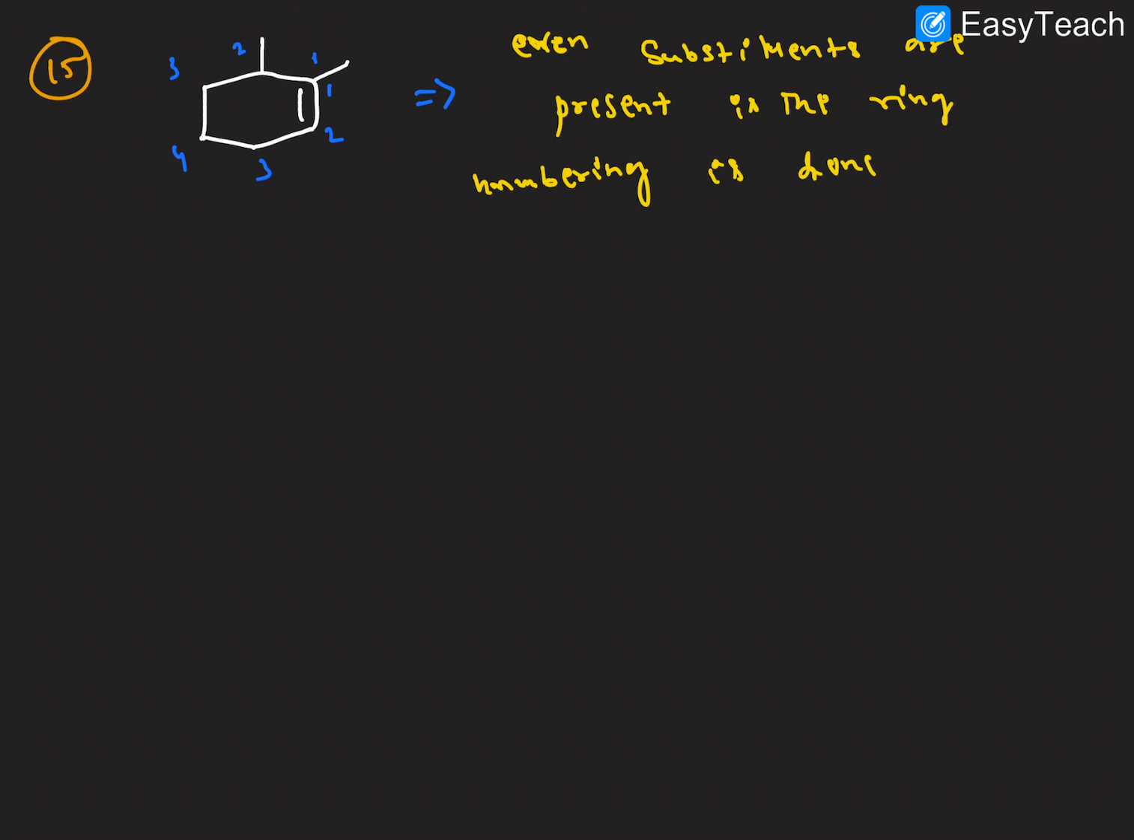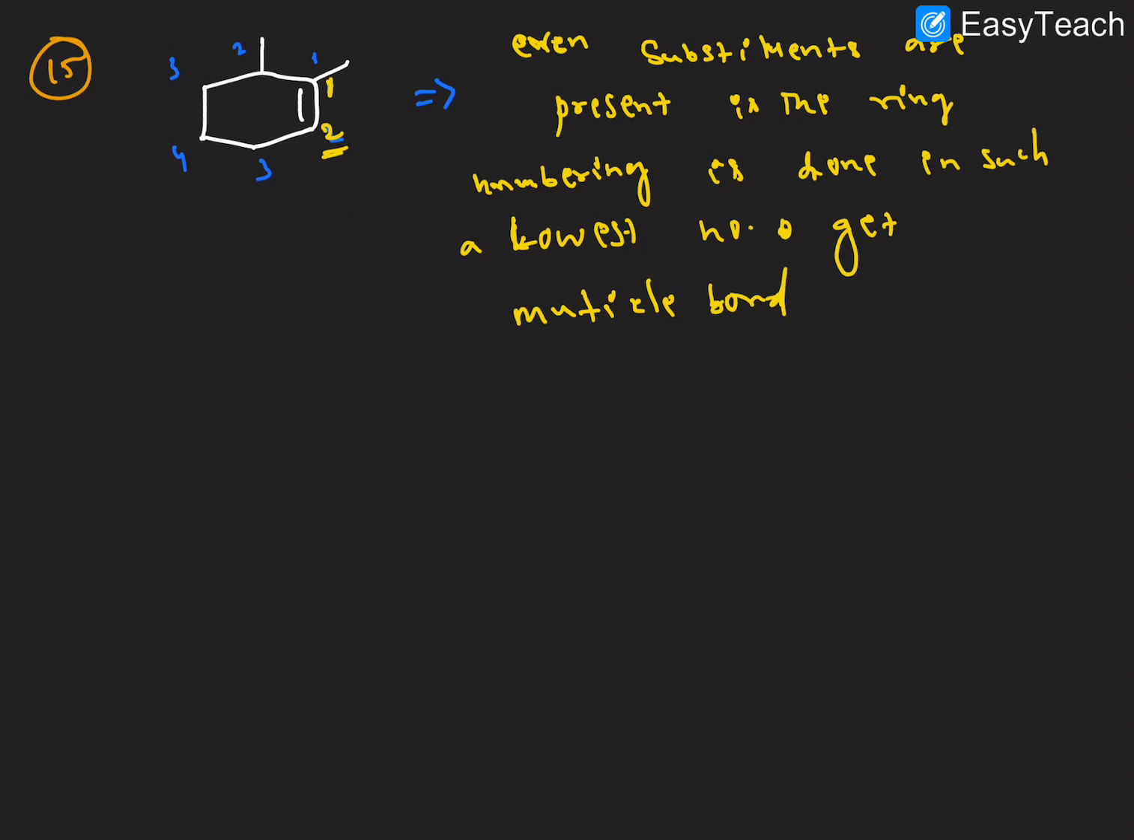numbering is done in such a way that you get the lowest numbers for multiple bonds, right? So here this is 1 and 2, so you get the lowest number here. This is the correct representation even though a substituent is there, right?